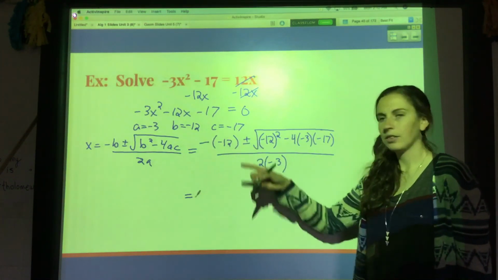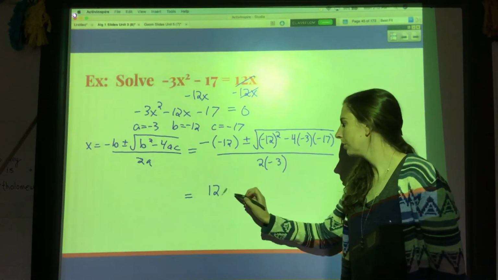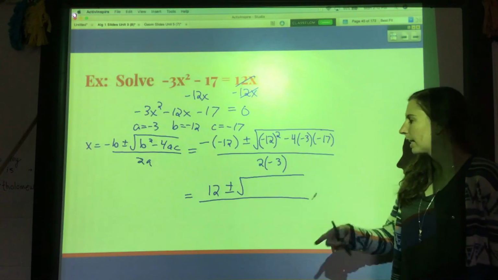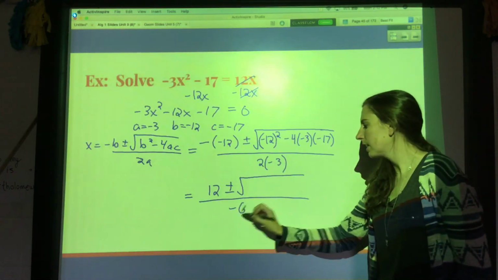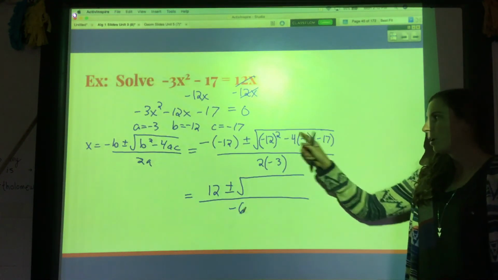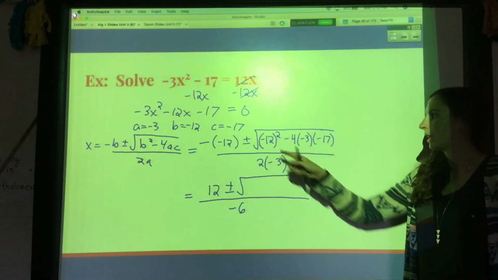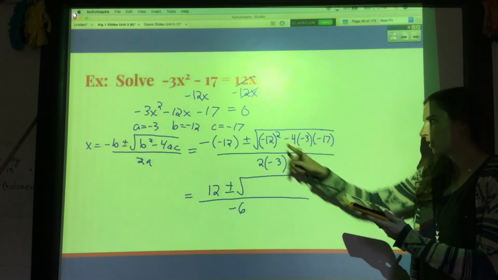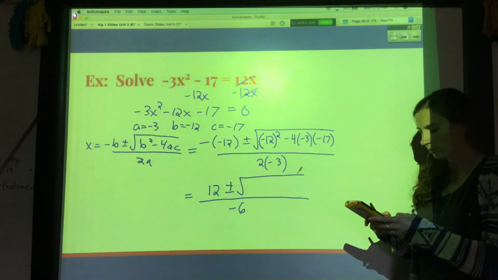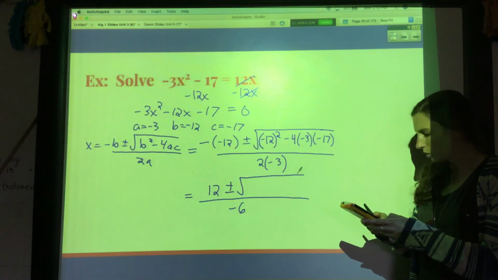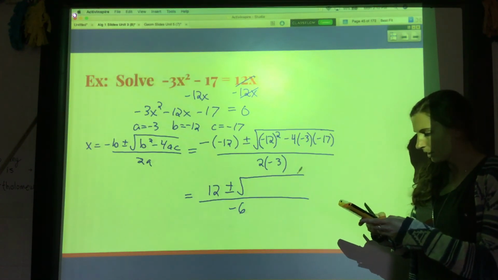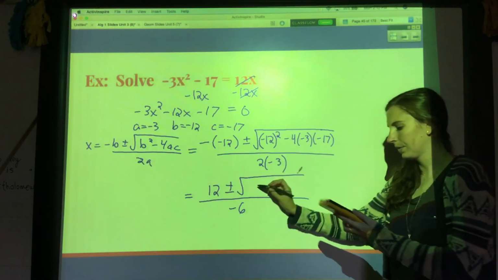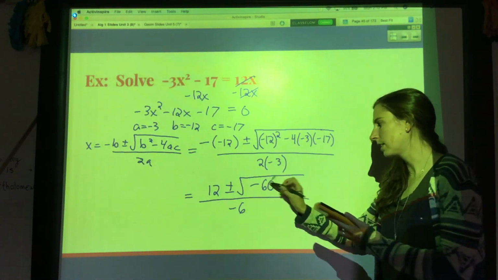Okay, so negative negative 12 is positive 12 plus or minus square root. I'm going to wait on that. 2 times negative 3 is negative 6. All right, again, you can type all this into your calculator. Just be careful and make sure that's in parentheses. So it should come out as positive 144 and then all this stuff. So minus 4 times negative 3 times negative 17. And what you end up getting for all this here is negative 60.